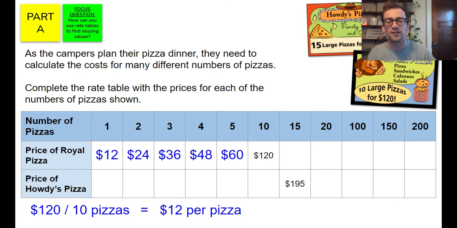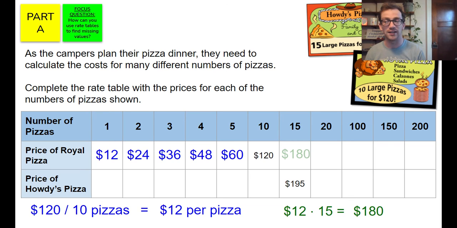Now, how can we use this skill of knowing the price of one pizza in order to find the price of 15 pizzas? Well, you could sit there and you could go 12 plus 12 plus 12 plus 12. Or you could think about how we are talking about $12 per pizza, and we are doing that 15 times, right? Each pizza costs $12. 15 pizzas, that means that we can do 12 times 15, which equals 180. So 15 pizzas costs $180. You're going to need to use this strategy to complete the table for both Royal and Howdy's.